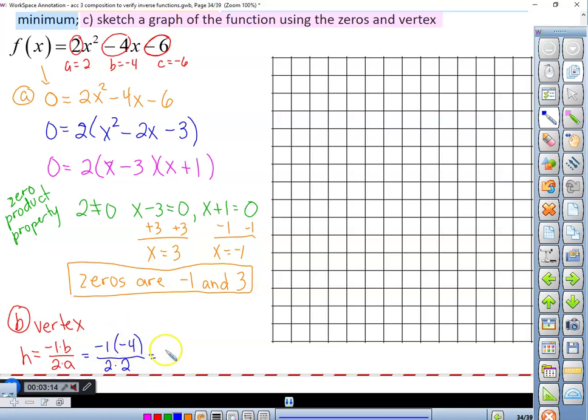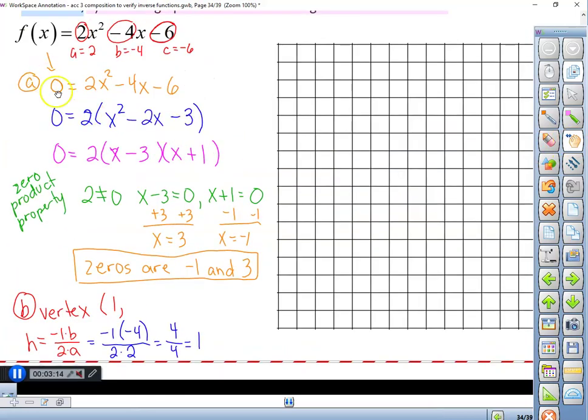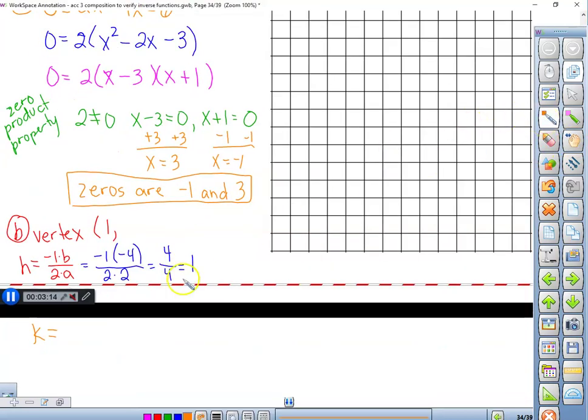So negative 1 times negative 4 would be positive 4. 2 times 2 would be 4. And 4 divided by 4 would be 1. So our vertex, the x-coordinate, is 1. Alright, so now we need k. Remember, we want to take our 1 and plug it into our function, our f of x. So it's f of 1.